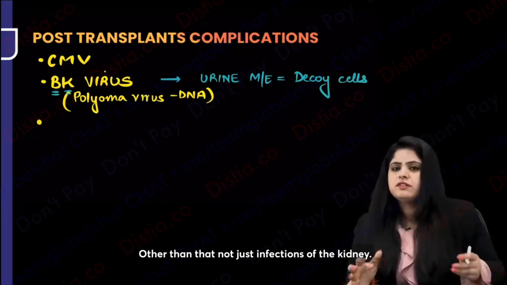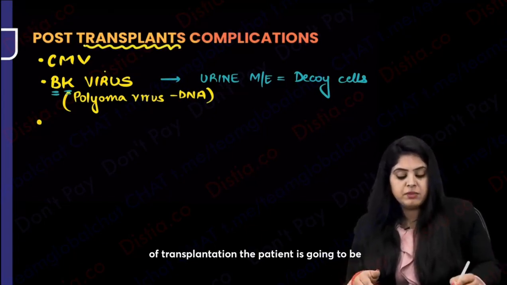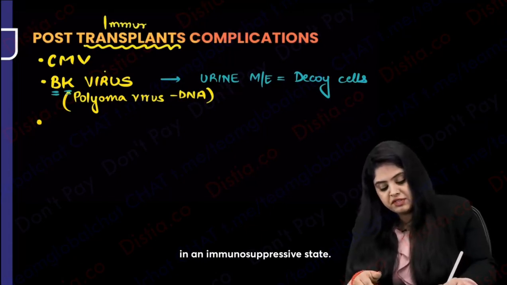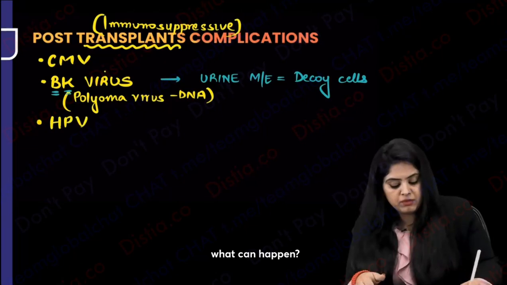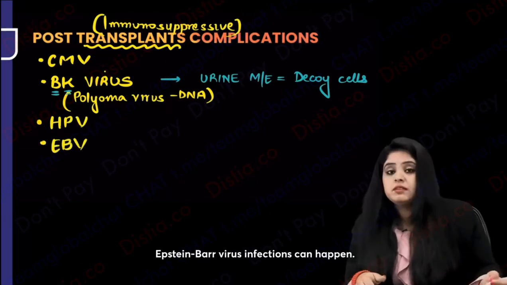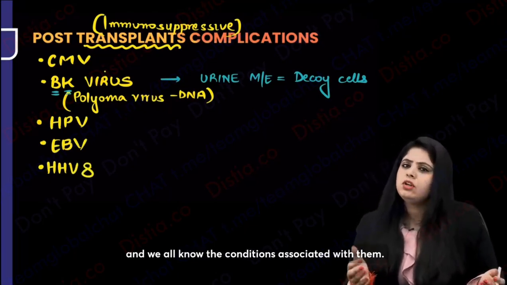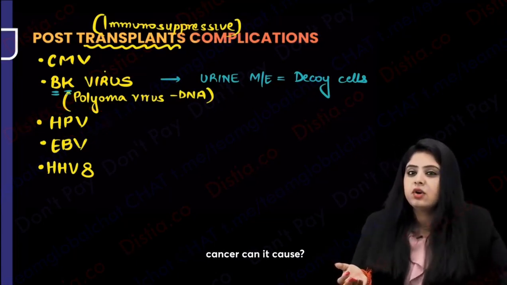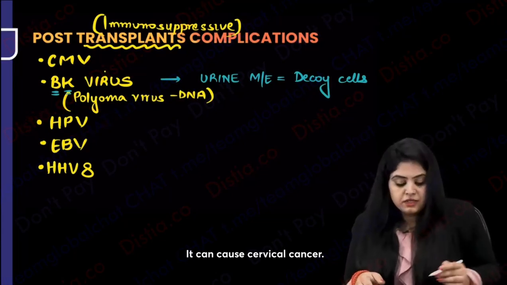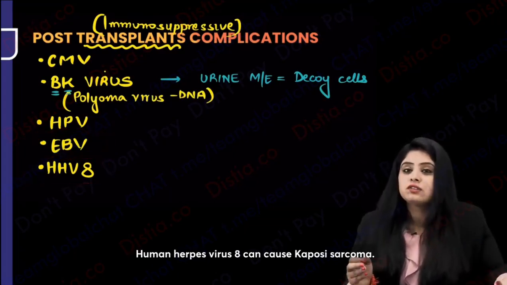Other than that, not just infections of the kidney. Overall, because of transplantation, the patient is going to be in an immunosuppressive state. So, in immunosuppressive states what can happen? Human papilloma virus infection can happen, Epstein-Barr virus infections can happen, HHV8 infections can happen, and we all know the conditions associated with them. Human papilloma virus, which cancer can it cause? It can cause cervical cancer. Epstein-Barr virus can cause all the lymphomas. Human herpes virus 8 can cause Kaposi sarcoma.